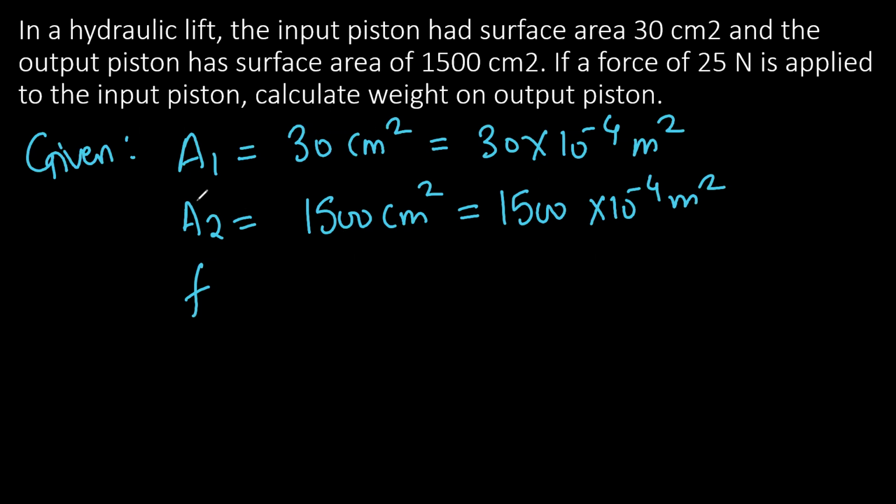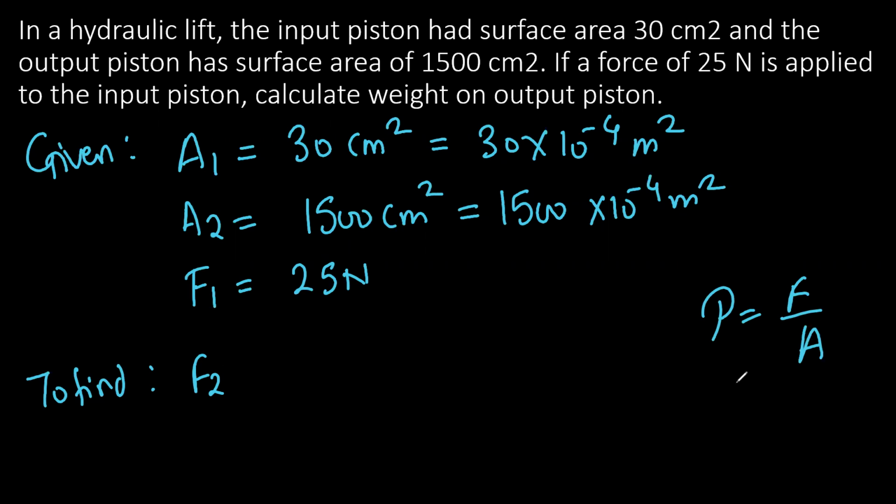What is the force 1? We have to find the force. Weight is asked, which means find the force. Force 1 is 25, and we need to find force 2. So what formula will we use? The formula is very simple. Pressure is equal to force upon area. Here, pressure is not given, that means it is constant. So P1 equals P2, F1 by A1 equals F2 by A2. Both pressures are the same.